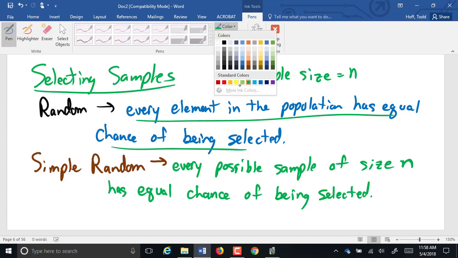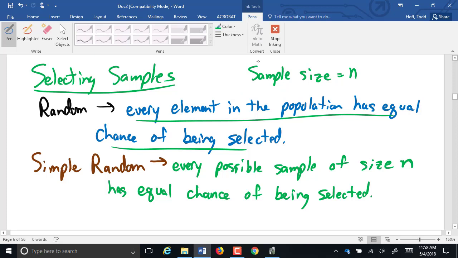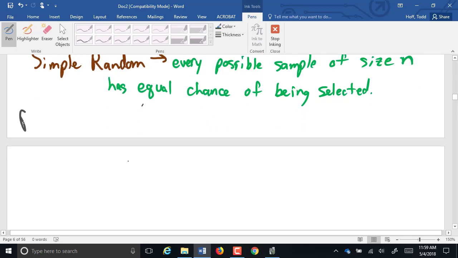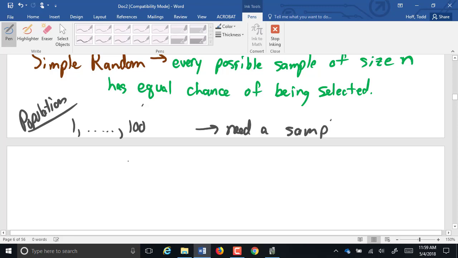So to illustrate these, the next names of different types of samples, we're going to look at a population of 100 items. So 1 up through 100. And we need a sample of 10 items.